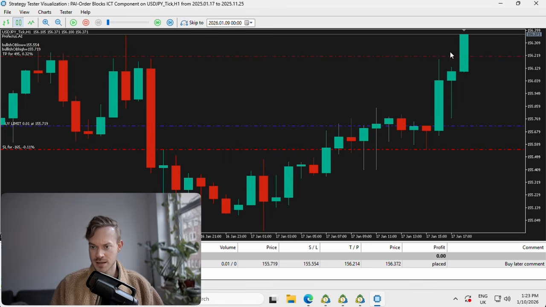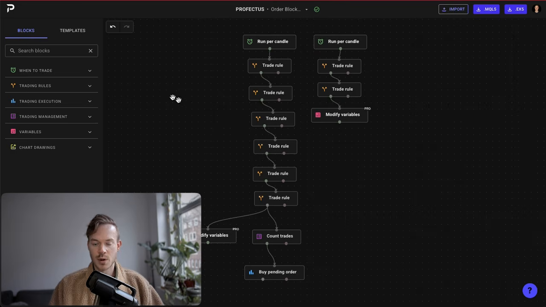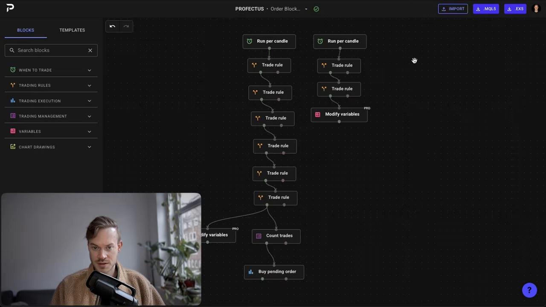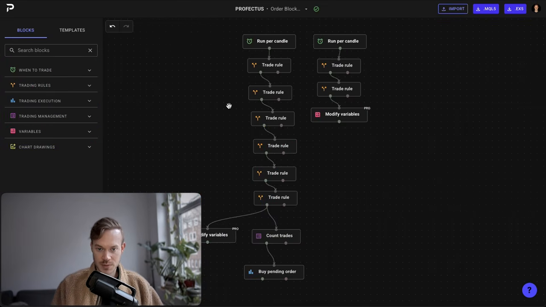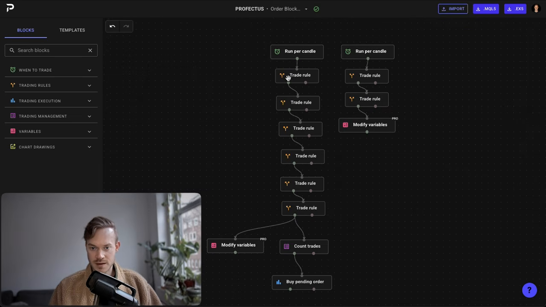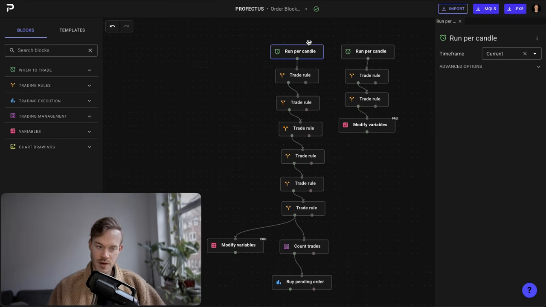This candle is in its creation, so we will define it as candle ID 0. This will be candle ID number 1, 2, 3, 4, and so on. Now I will switch between Profectus and the charts here on MetaTrader 5 back and forth, so you really get a grasp of what we are looking at. For now, you can simply focus on the left-hand side decision tree. We run it per candle, on the current time frame, so we run it on US dollar Japanese yen, 1 hour time frame.